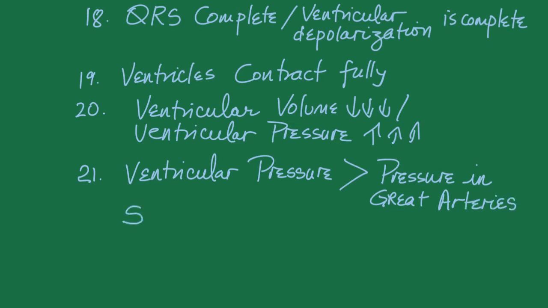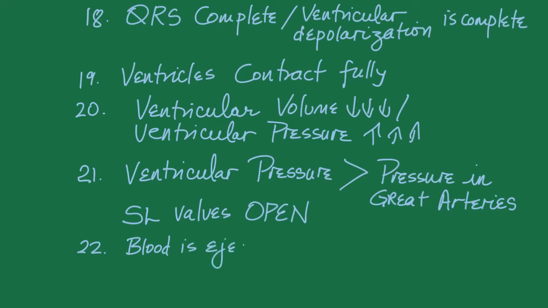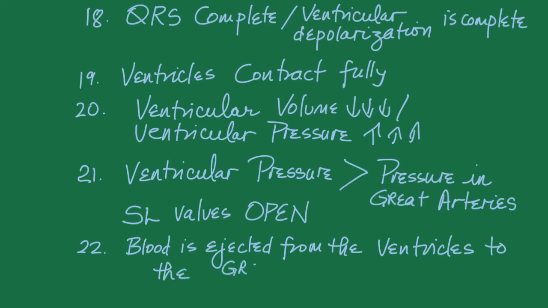SL valves open. You want to imagine them like champagne corks opening. And blood is now ejected, like champagne. Blood is ejected from the ventricles to the great arteries. Even though it's going upwards, it is going down the pressure gradient. This means it's going from a region of high pressure to a region of low pressure, from the ventricles to the great arteries. So now we have T wave.